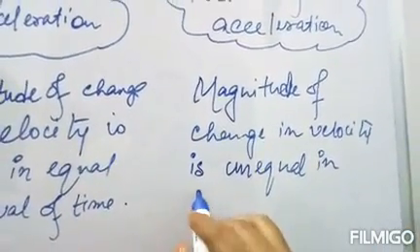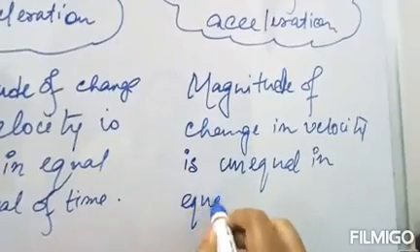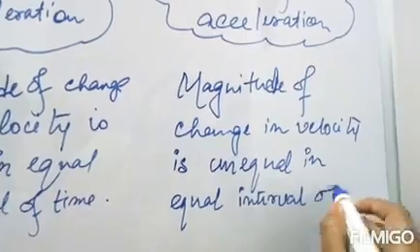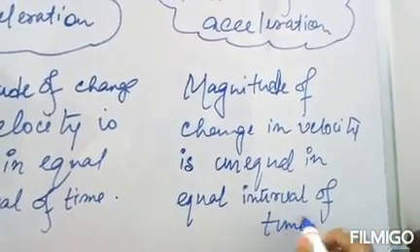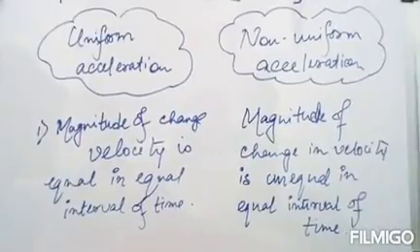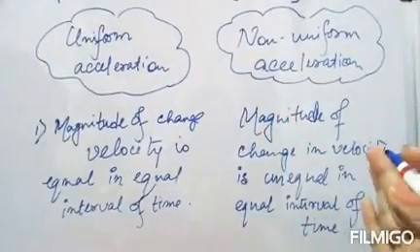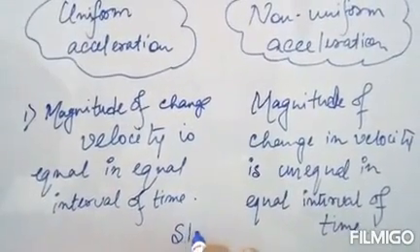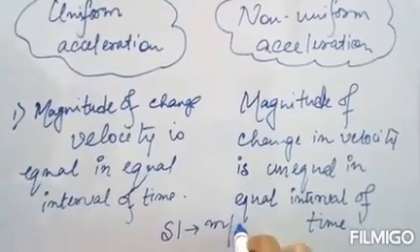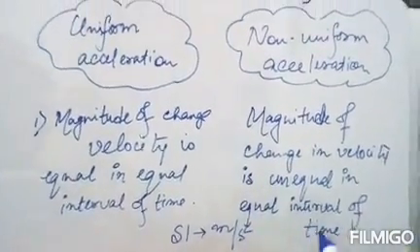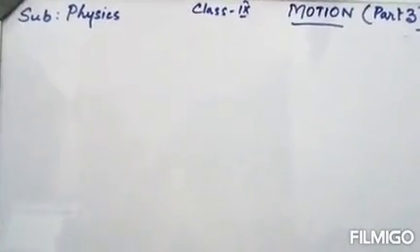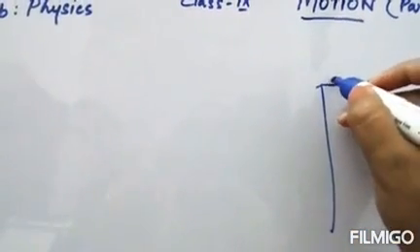Time interval is equal. So this is the case of uniform acceleration and non-uniform acceleration, and in both the cases, as this is acceleration, its SI unit is again meter per second square. There is no change in that. Next, now I'll give you another situation where you are standing on the rooftop.